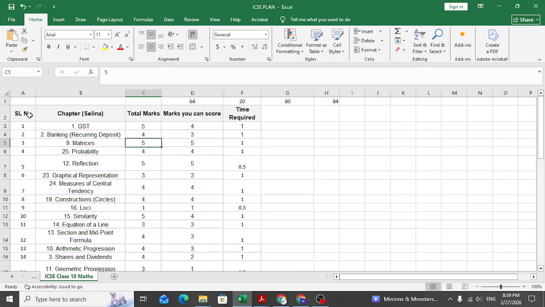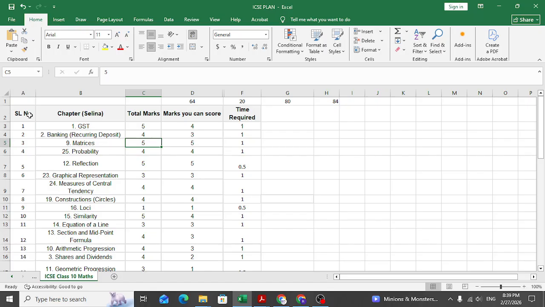Matrices, if you have learned addition of matrices, subtraction of matrices, and then multiplication of matrices, you can score 5 out of 5. Okay. One thing you have to be cautious about is the identity matrix. They will not give the matrix. They will just say identity matrix, which means 1 0 0 1. Those things you have to take care of.